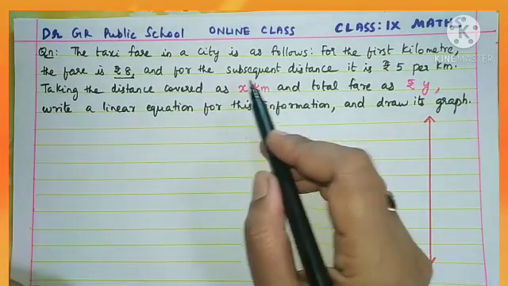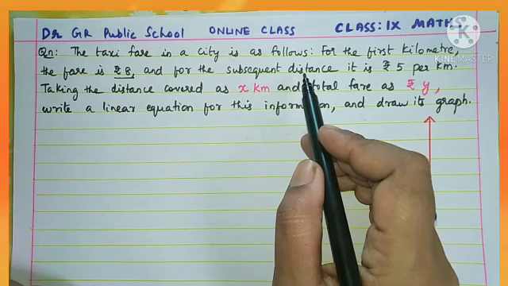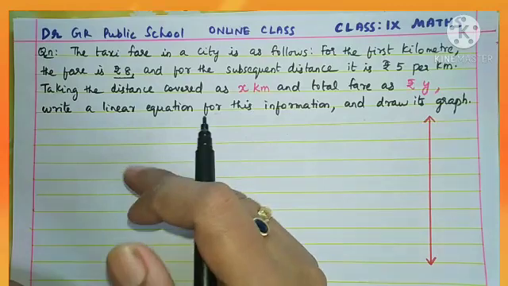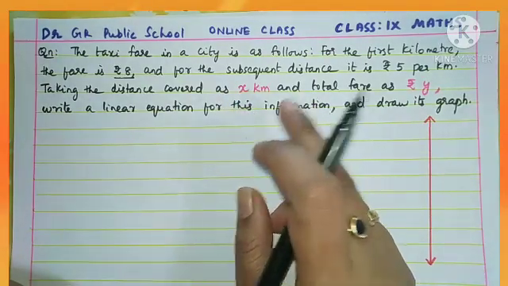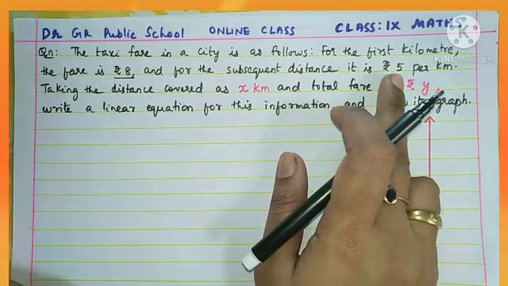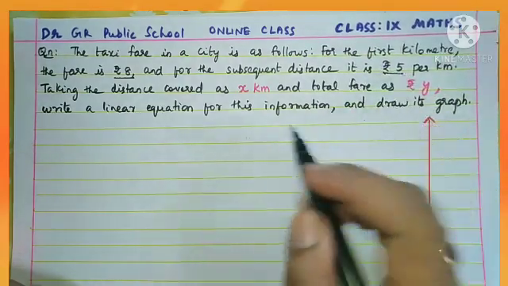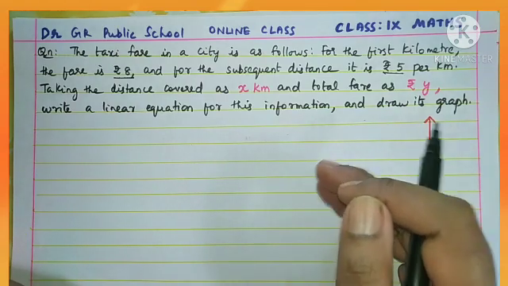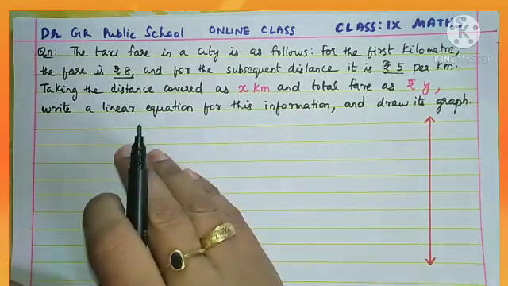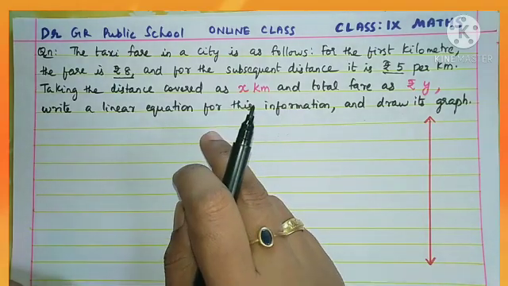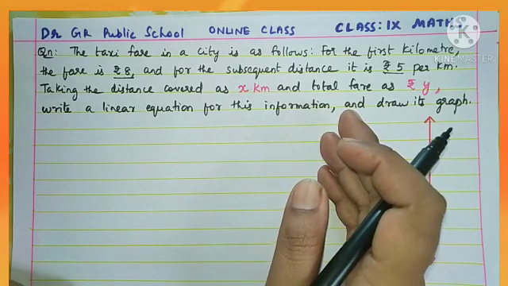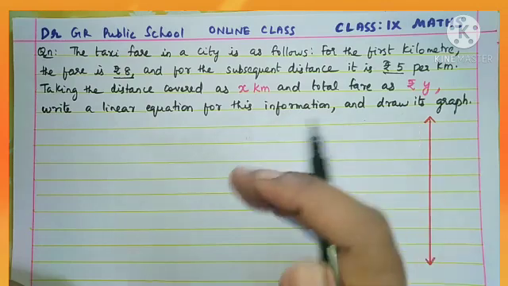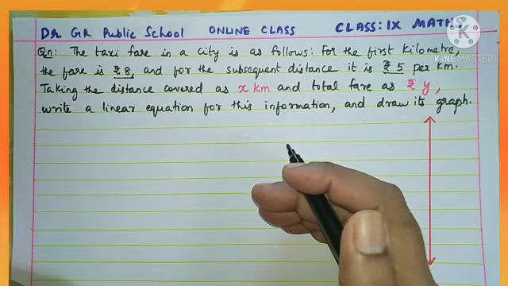And for the subsequent distance, what do you mean by subsequent distance? For the remaining distance. After traveling 1 kilometer, for each remaining kilometer, how much do we have to pay? Rupees 5 per kilometer. So, for every kilometer we travel in addition, we need to pay 5 rupees more. That is, for the first kilometer we pay 8 rupees, and again if we travel 1 kilometer, we pay plus 5. Then again 1 kilometer means plus 5.